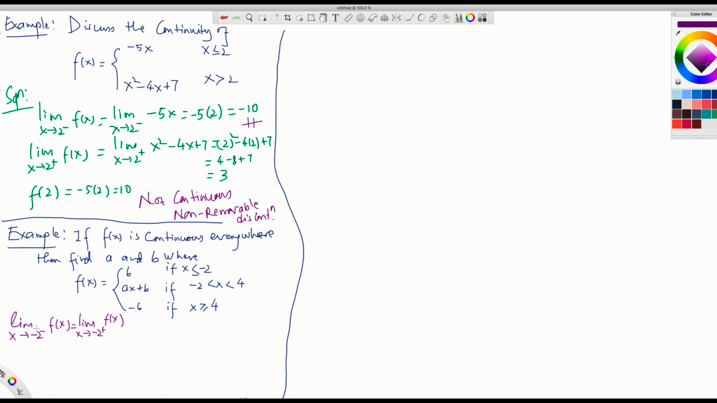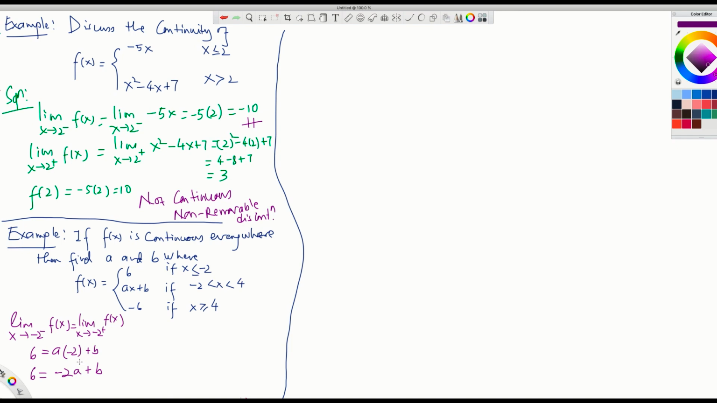Now let's plug that in. Which function should I pick for the left limit at -2? 6, right? So this value is 6. You see that? Because for the left limit you pick this function, there is no x, so you don't have to plug in -2, just write down 6. On the right limit at -2, you go to -2 from the right. So it is a times -2, plus b. So what do you get? You get 6 equals -2a plus b. Do you understand that?